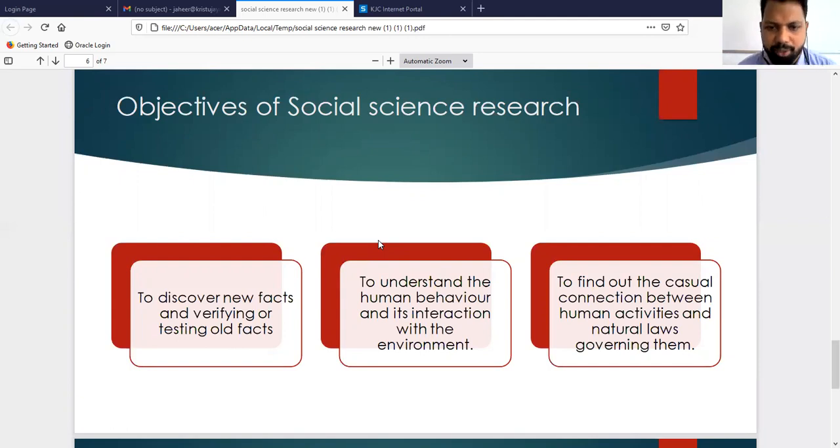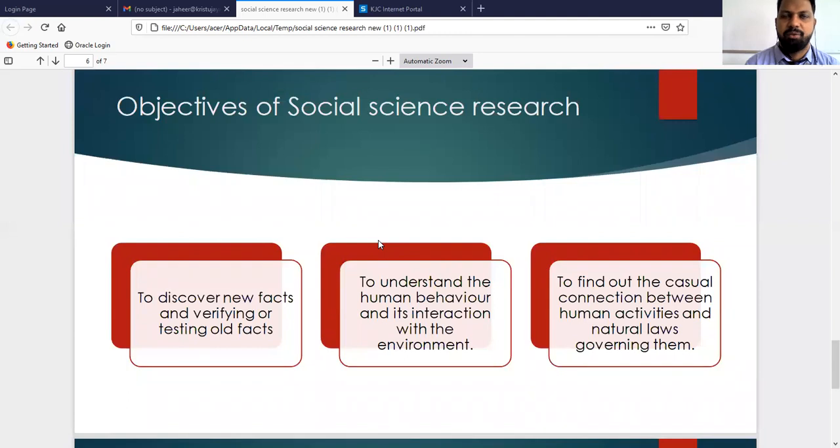The second one is to understand human behavior and its interaction with the environment. Whatever research is carried out in economics and sociology is connected with understanding human behavior. For example, any study which is related to market research can be an example of understanding human behavior.